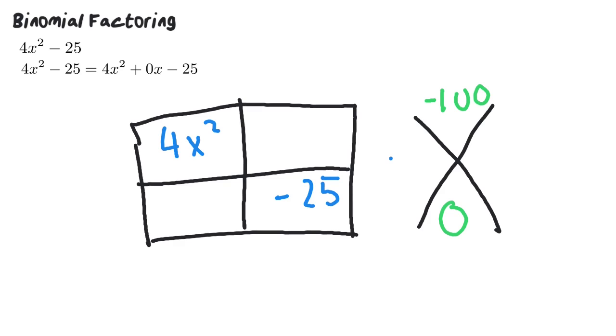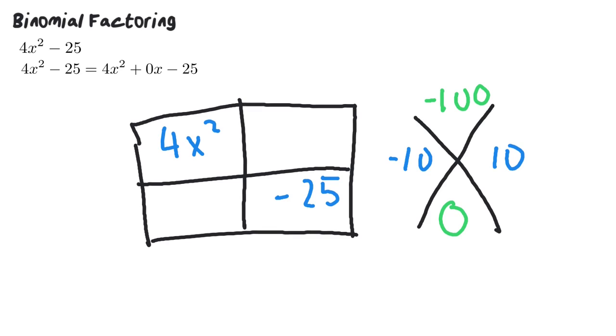Okay, so you have the answer. So it must be negative 10 and positive 10. Negative 10 times 10 is negative 100. Negative 10 plus 10 is 0. We've seen these kinds before where you have the same value but opposite sign. So that tells us how to fill in the other two boxes.